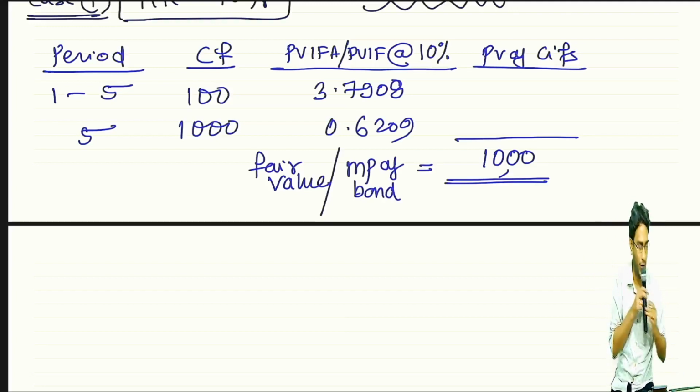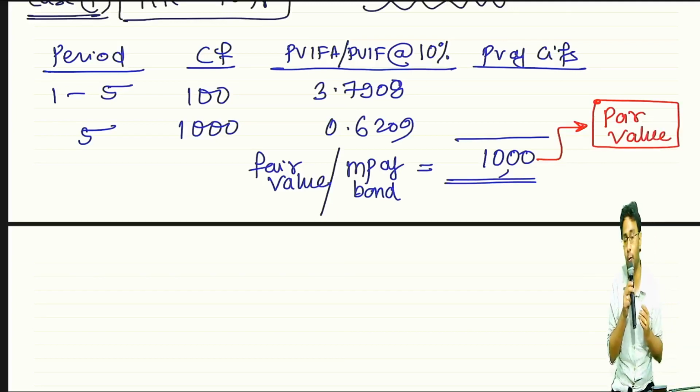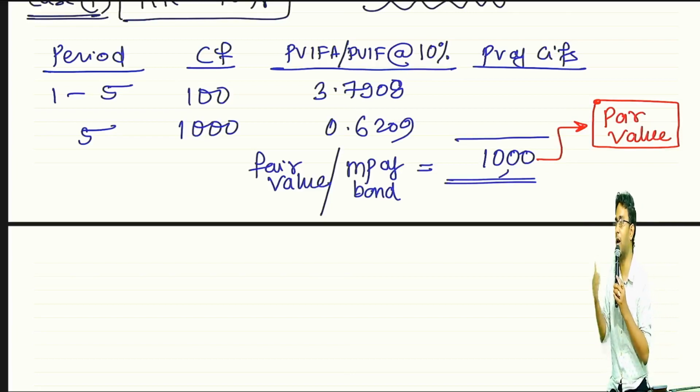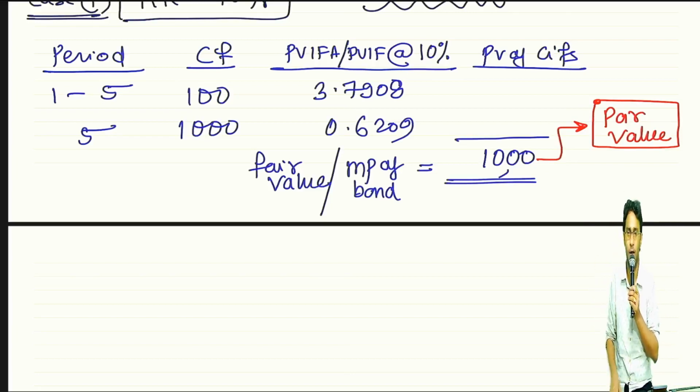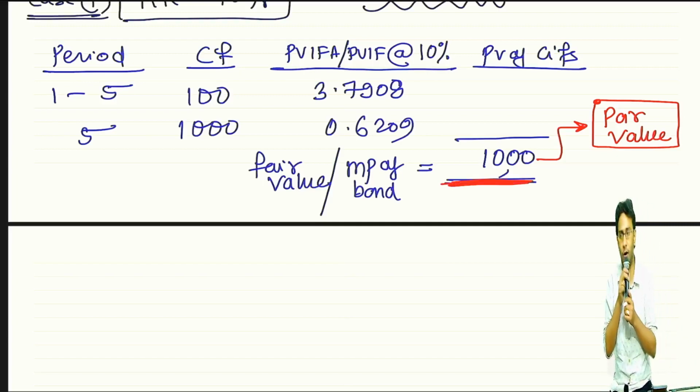Clear? Now observe this: the bond is trading at par value. Trading at par value means the bond's market price and its nominal value are the same. If an investor buys this bond today, he buys at 1000 rupees, holds it for 5 years, and at the end of the 5th year gets 1000. Is there any capital gain or capital loss? No. So the only return he earns is the coupon, and the coupon rate is 10%. His actual return will be only 10%.